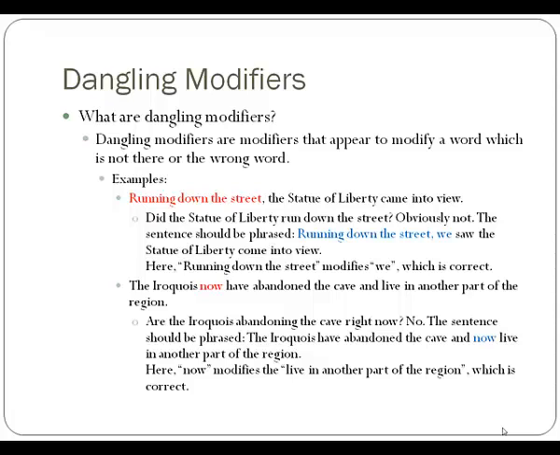"The Iroquois now have abandoned the cave and live in another part of the region." Are the Iroquois abandoning the cave right now? No. The sentence should be phrased, "The Iroquois have abandoned the cave and now live in another part of the region." Here, now modifies live in another part of the region, which is correct.